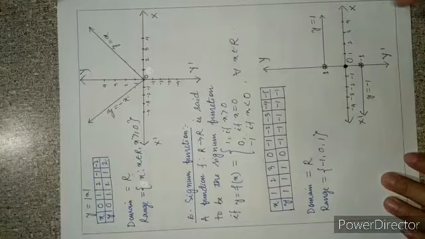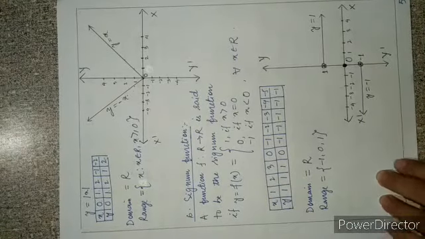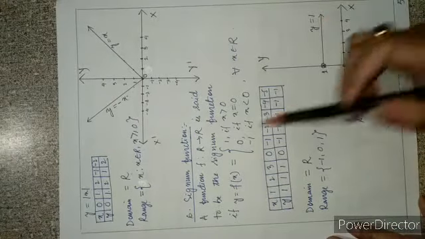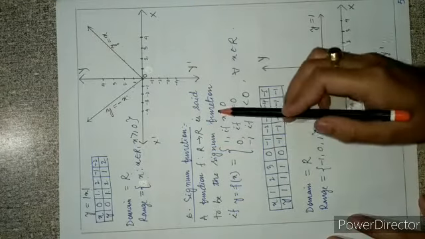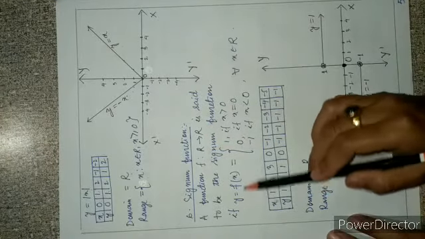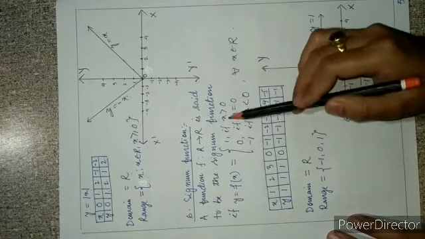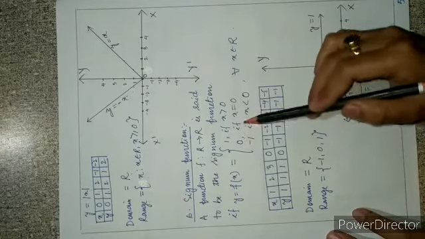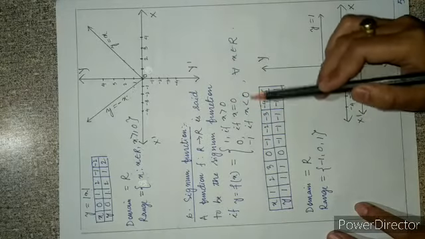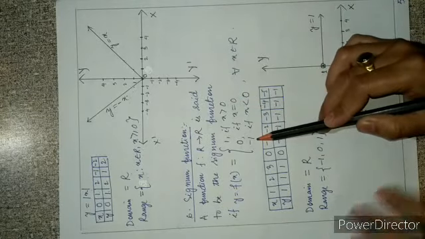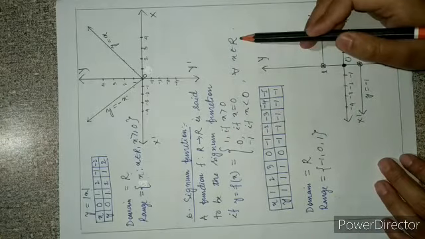Next type is type number 6, signum function. A function f defined from the set of real numbers to the set of real numbers is said to be the signum function if y or f(x) is equal to 1 if x is greater than 0, 0 if x is equal to 0, and -1 if x is less than 0. The value of f(x) will be -1 for x belongs to R.